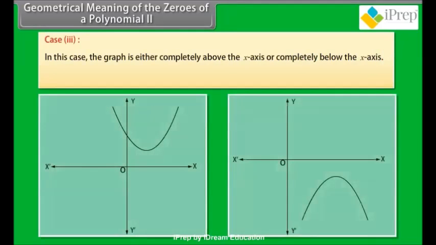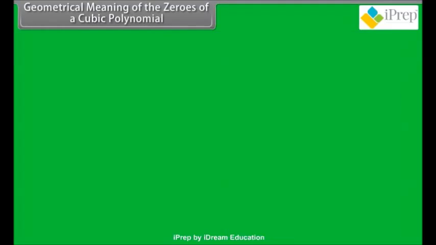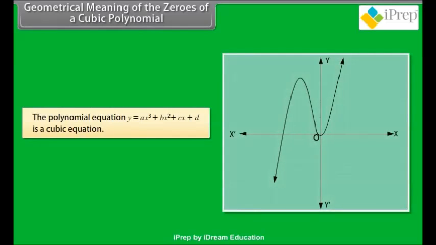Case 3. In this case, the graph is either completely above the x-axis or completely below the x-axis. It does not cut the x-axis at any point. The quadratic polynomial ax² + bx + c has no zero in this case. Geometrical meaning of the zeros of a cubic polynomial. The polynomial equation y = ax³ + bx² + cx + d is a cubic equation. This is the shape of the graph for a cubic polynomial.